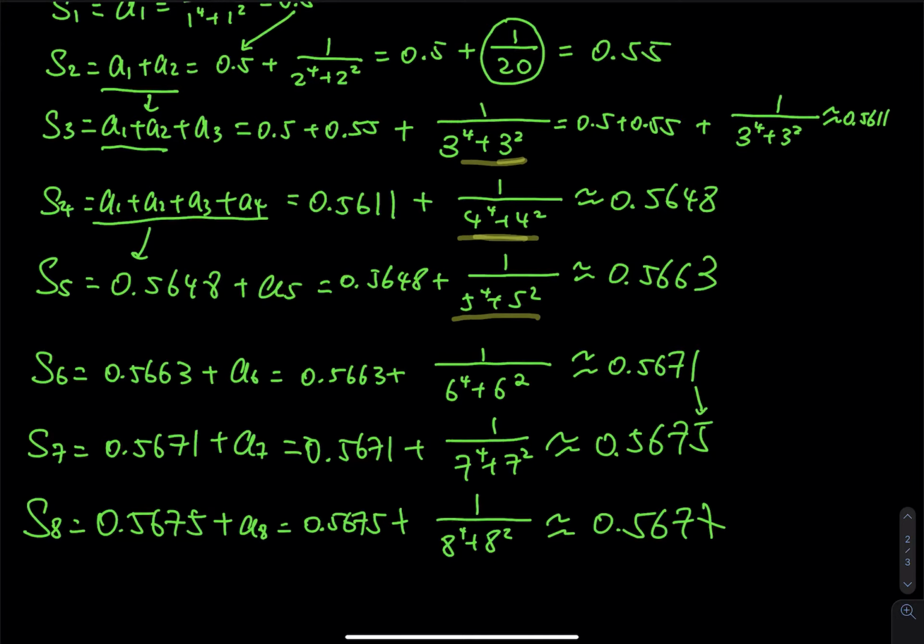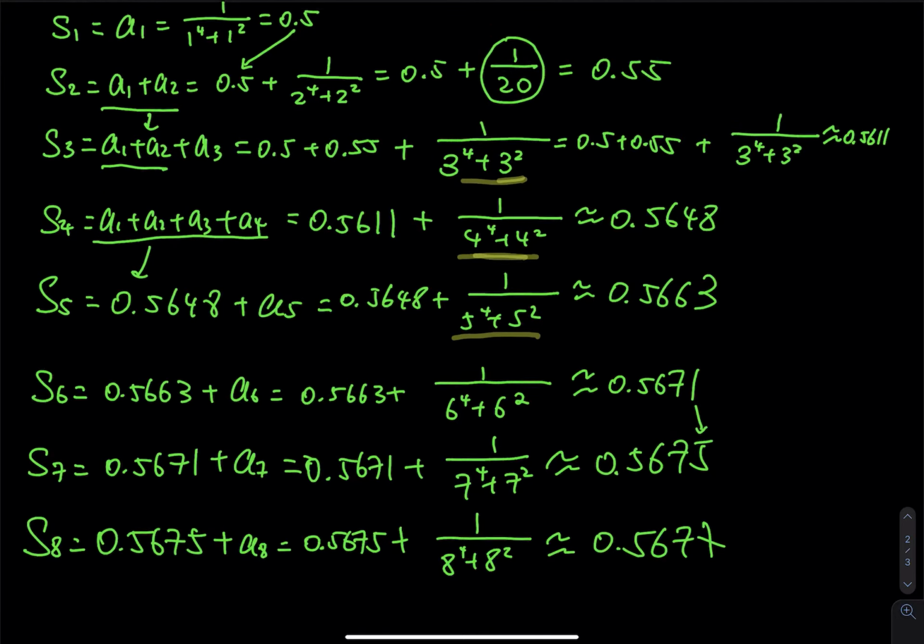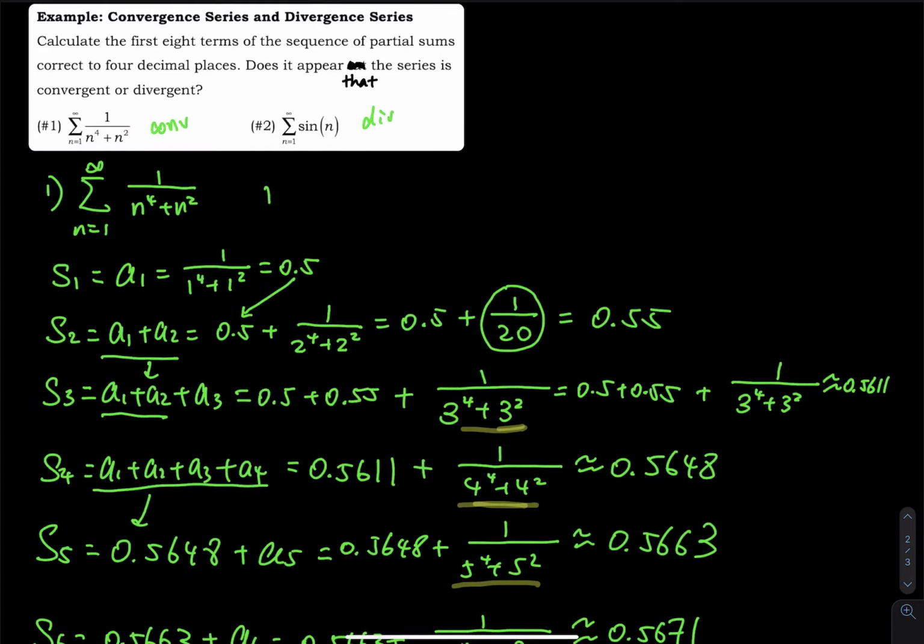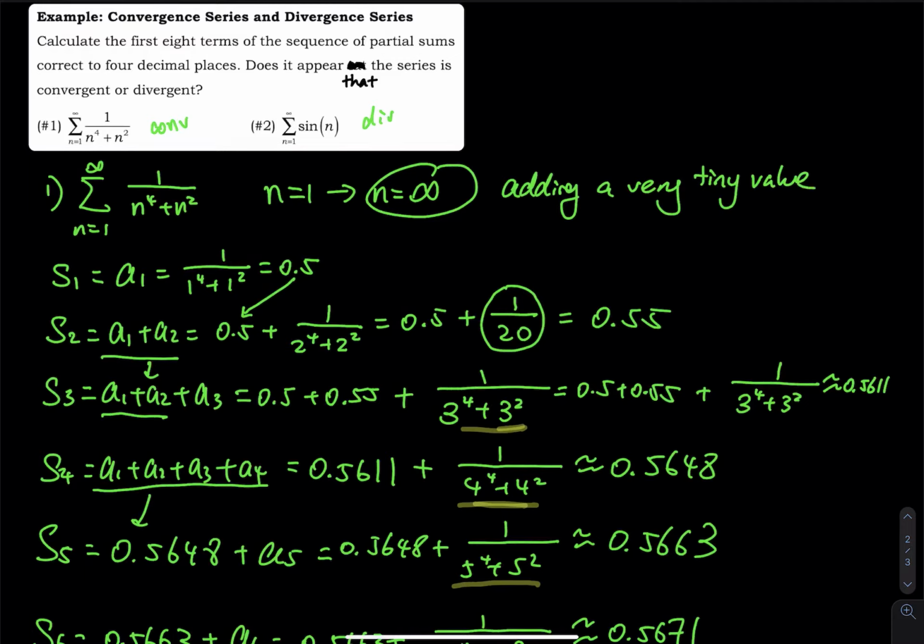So now we go back to the problem. Do you see that it goes from n equals 1 all the way to n equals infinity? So you are adding up infinitely many times. So the idea is this: as n approaches infinity, you are adding a very small, very tiny value to the partial sum. As a result, that is not going to change the sum too much.